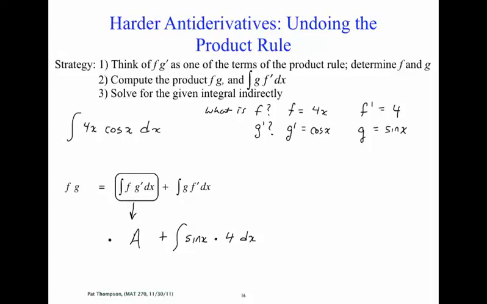All right, and then over here, what's f times g? 4x times sine x. So are we going to solve for this A? Yeah. Oh, okay. That's the one we were given, right? So that's the point, that we find it indirectly using the product rule. We don't do that antiderivative directly. We do it indirectly by setting this up as the result of the product rule.